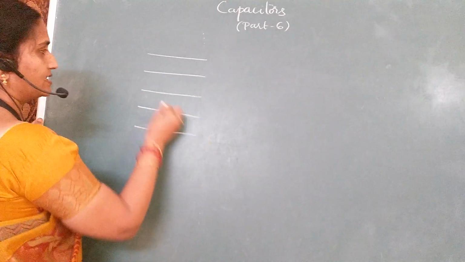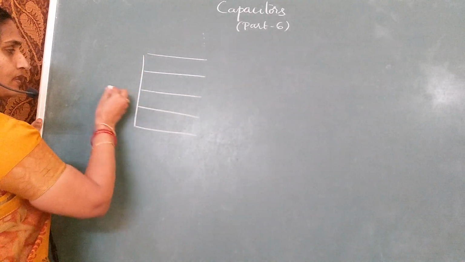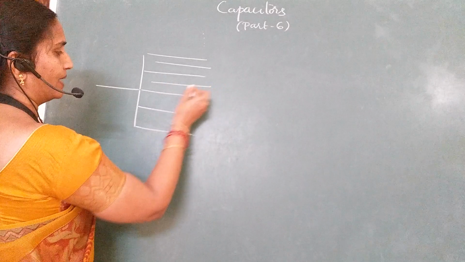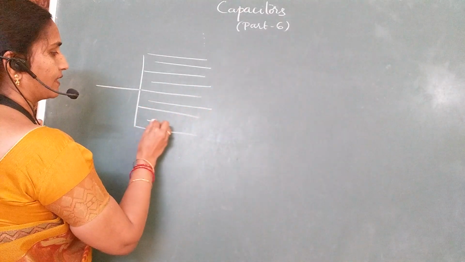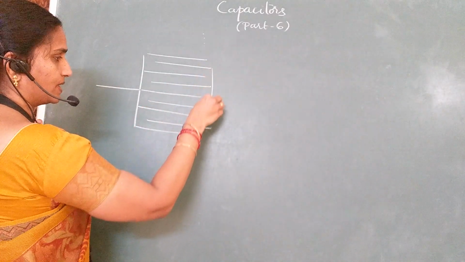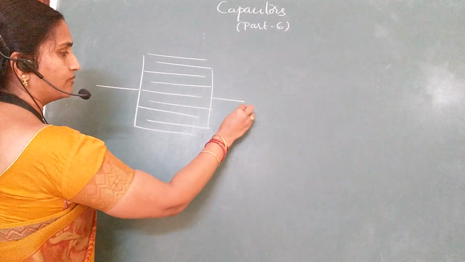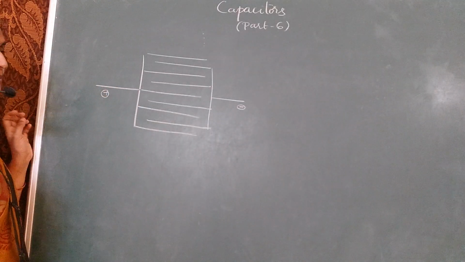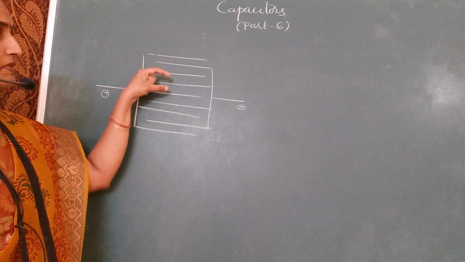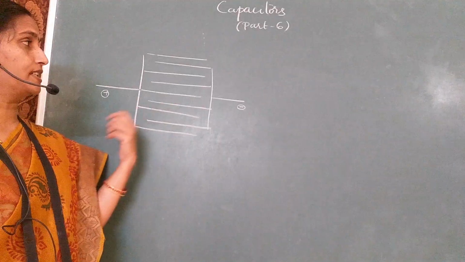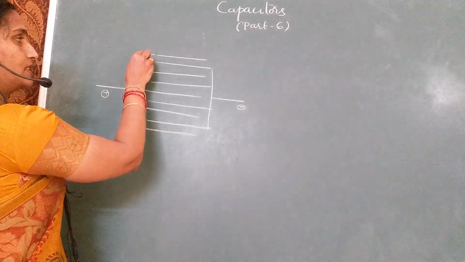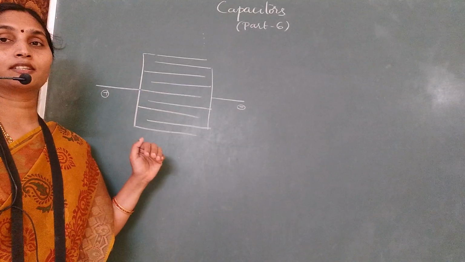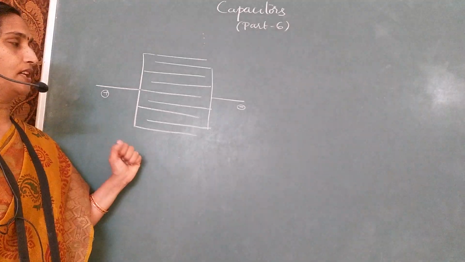And a large number of plates alternately connected to the positive and negative terminals of the battery. Assume that all these plates are connected to the negative terminal, and these are connected to the positive terminal. Assume the distance between the plates is uniform, we'll take it as d, and the area of the plate is also constant. Then find the equivalent capacitance of this type of arrangement.